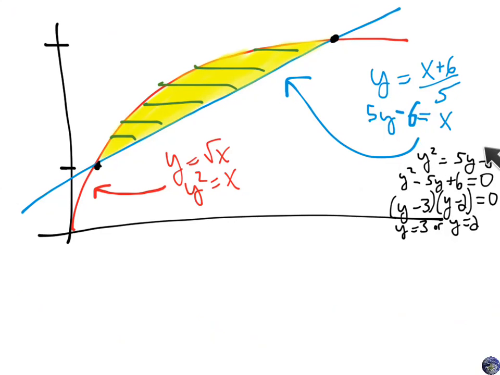Y squared equals 5y minus 6. Scoot everything over to this side. Y squared minus 5y plus 6 equals 0. Factors beautifully. Y equals 3 or y equals 2. So of course, we already knew it was 2 and 3, but now we have official confirmation writing it in terms of y's.